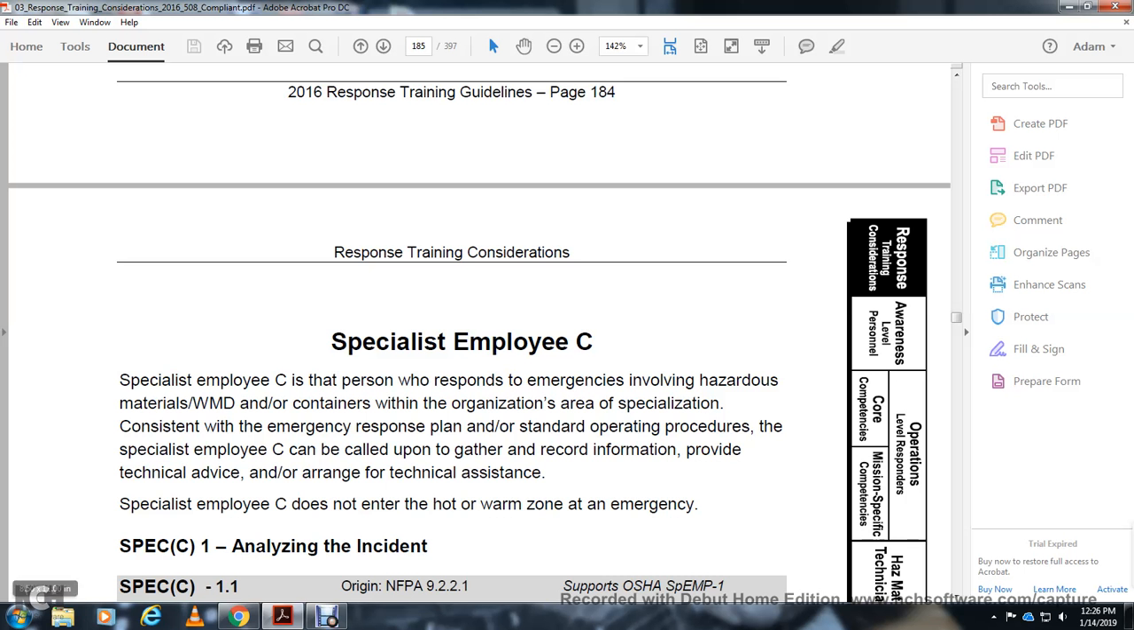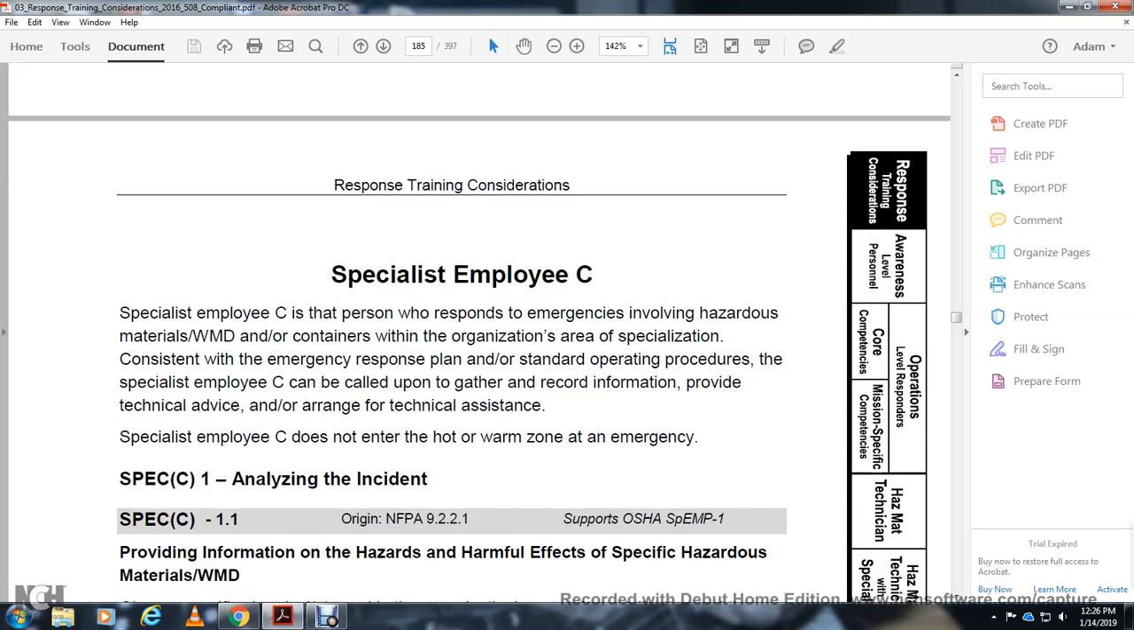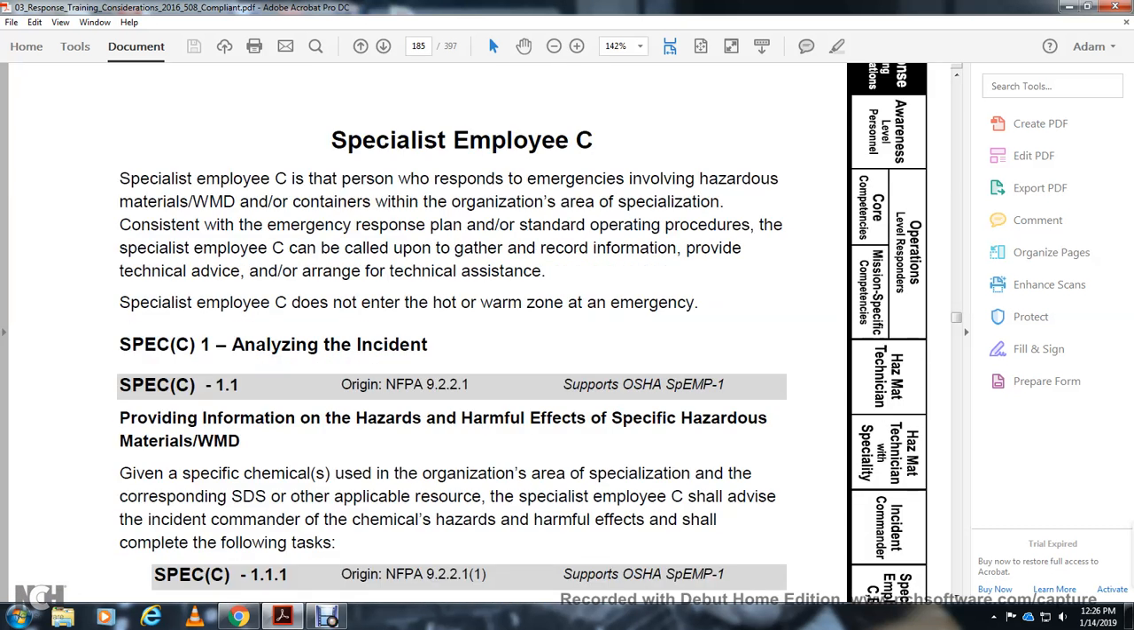Specialist employee C provides technical assistance, designated for the hot and warm zone of the emergency, analyzing the incident and providing the information about the harmful effects of the hazardous material or weapon of mass destruction, given the specific chemical of the organization's area of specialization, with the safety data sheet or other applicable resources, so that the incident command knows the harmful effects of the chemical, following the task.